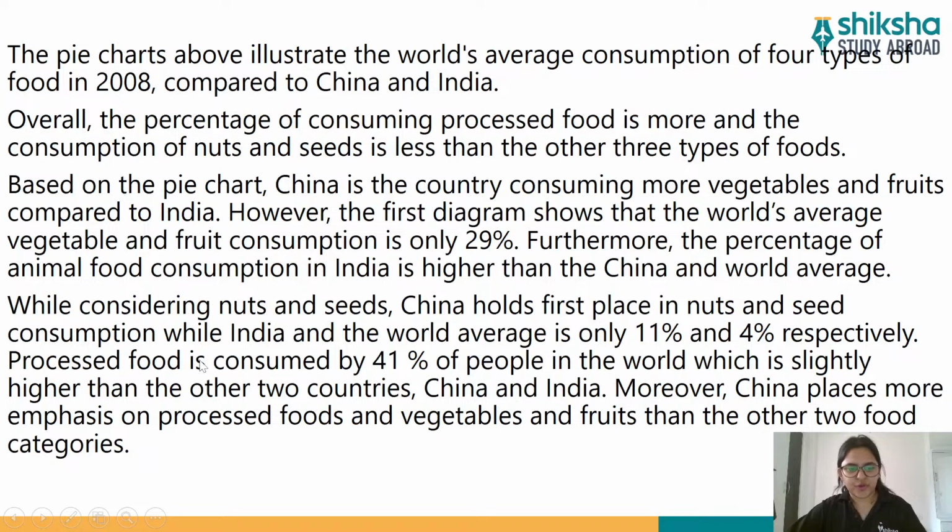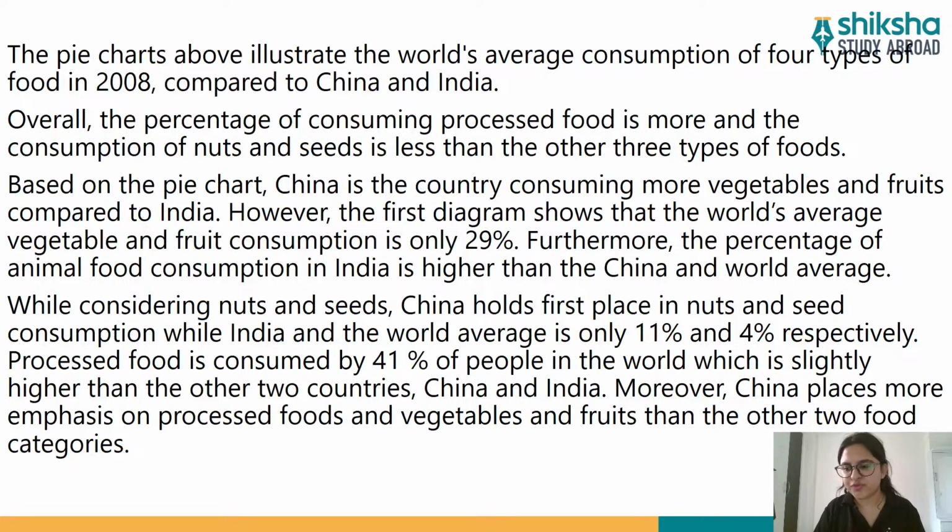Alright, so processed food is consumed by 41% of the people in the world, which is slightly higher than the other two countries, which is China and India. Moreover, China places more emphasis on processed fruits and vegetables and fruits than the other two food categories. So you can see how beautifully they have made the comparison. This is how you have to make, and you have to follow a certain structure.